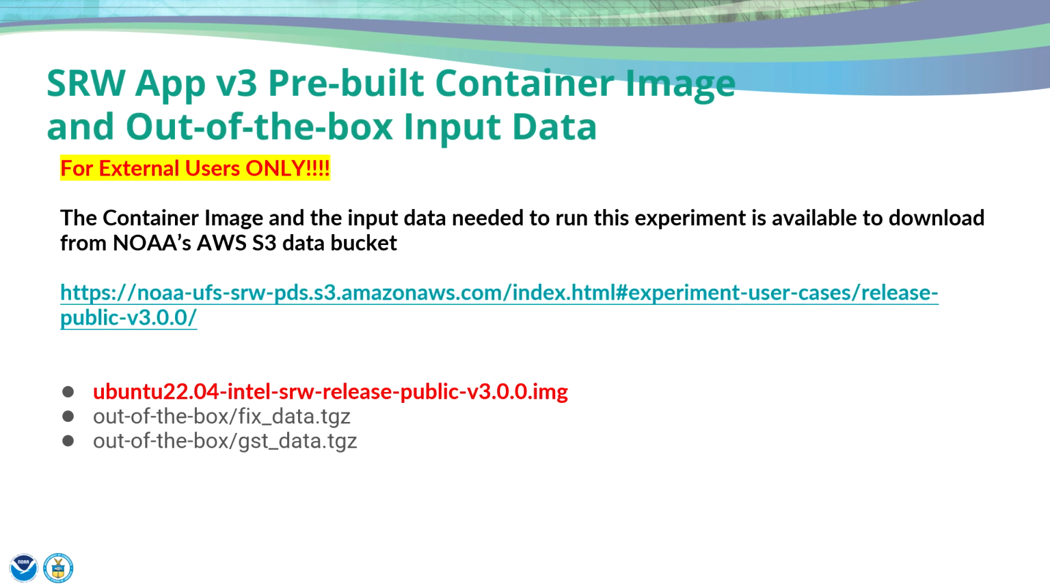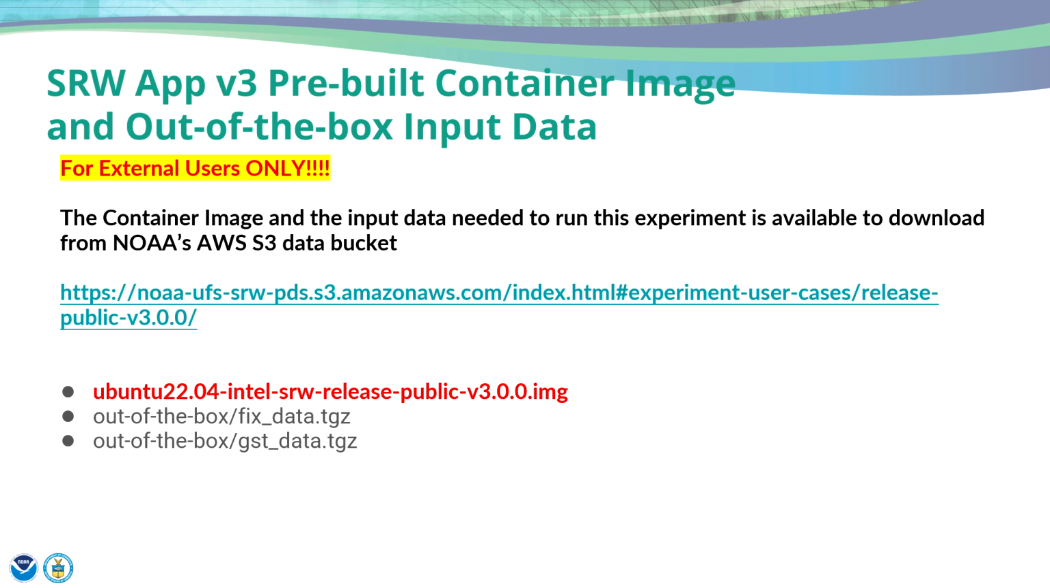External users need to download the container image and input data from Nova's S3 data bucket on AWS, and the location is shared here. Users need to download 3 files. One is the container image file for version 3, and there are 2 files under the out-of-the-box folder. One is the fixed data file and the other one is the GST file. These two are the input files that are required to run this experiment.